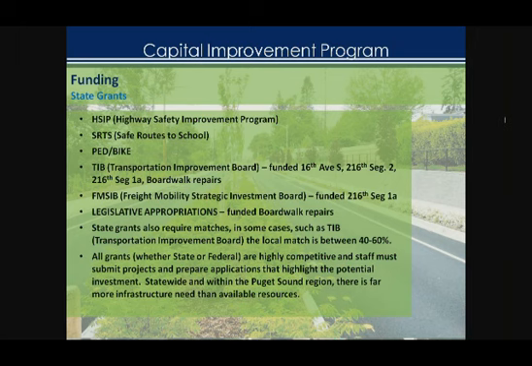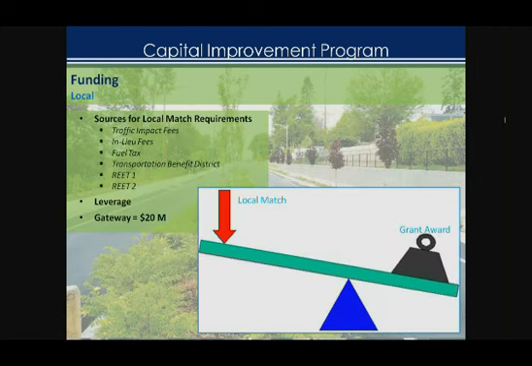You better come to the table with a 30, 40% match, and that makes the project much more appealing to these granting agencies to support. So where does our local match come from? We have campaign fees and in-lieu fees from developers, our fuel tax could be used, transportation benefit district money could be used, real estate excise tax could be used. This all provides leverage to get those grant awards.